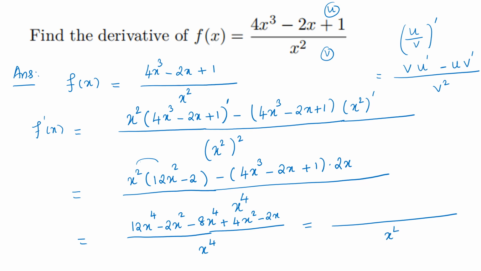Next, to simplify this, the denominator is x power 4. 12x power 4 minus 8x power 4 is 4x power 4. Then for the x square term, you have to see plus 4x square minus 2x square, so plus 2x square. Then minus 2x.